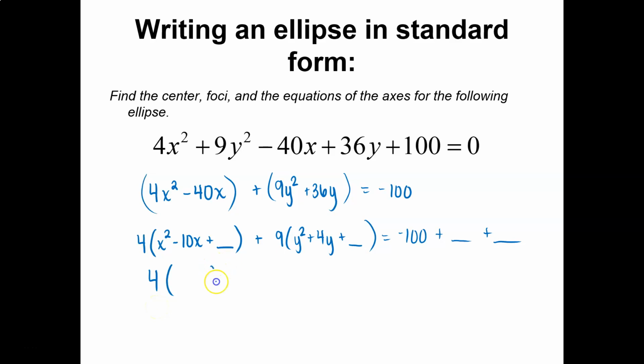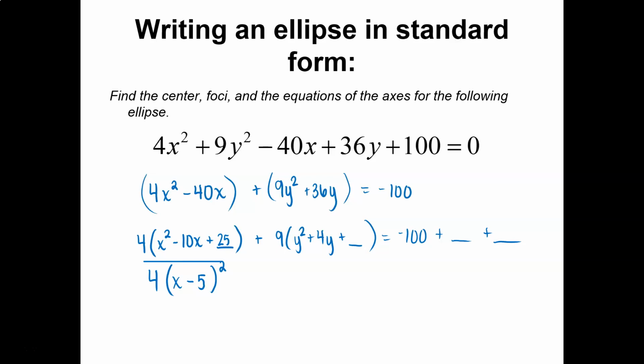Okay. We wanted this to be something squared right here. So we'll have x right here. 10, we're going to divide it in half, so we'll have a minus 5 right here. What number do I add in this blank right here? 25. What number do I add over here? Not 25.